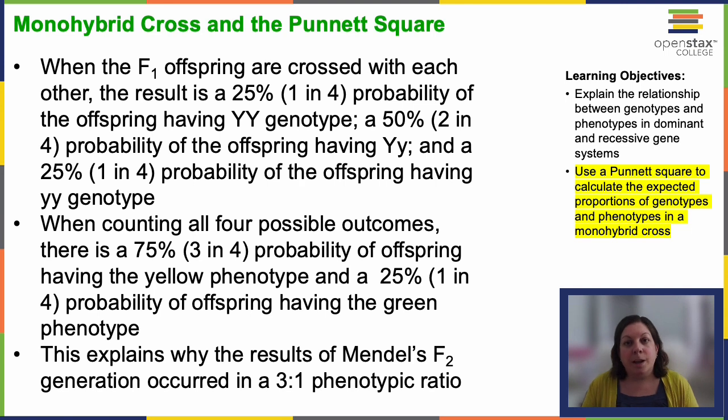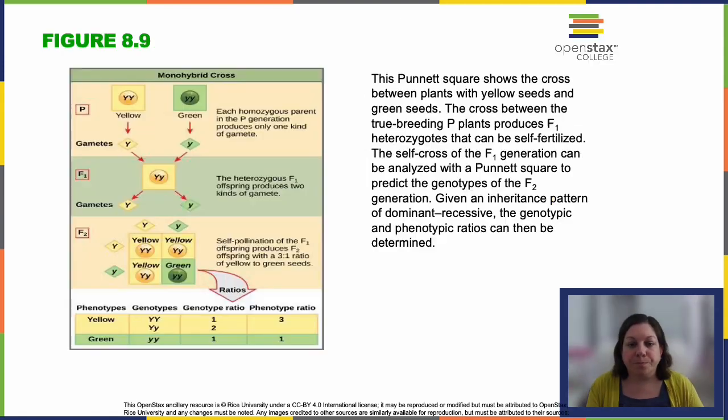Because remember, that heterozygote is going to express the dominant phenotype. So that explains the results of Mendel's F2 generation occurring in that 3-to-1 phenotypic ratio. And here's just another visual representation of that.